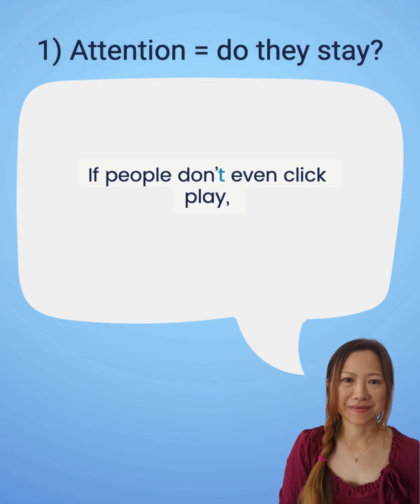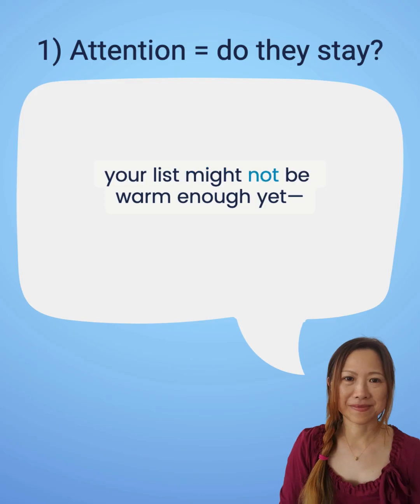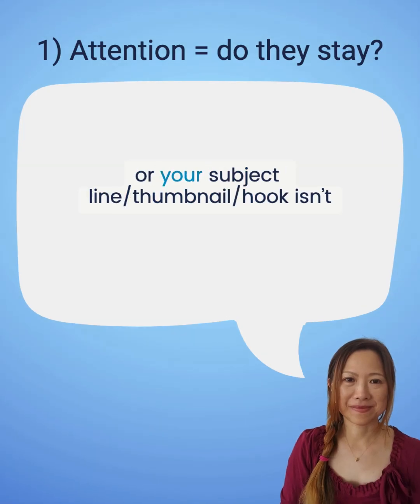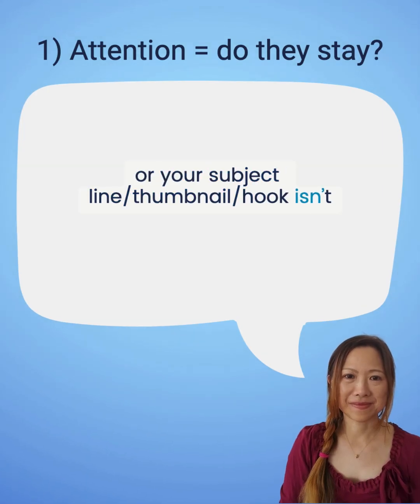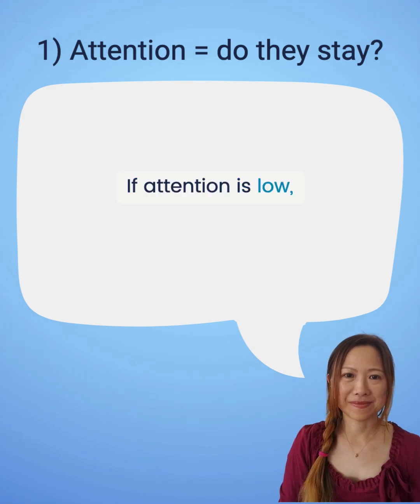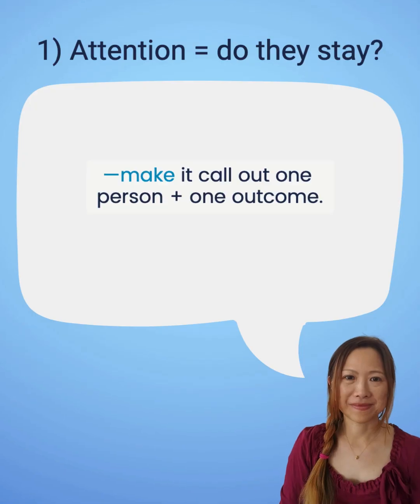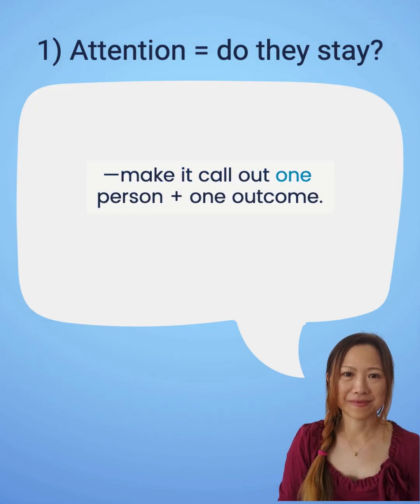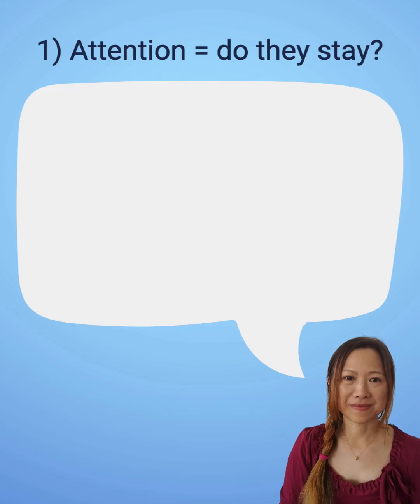If people don't even click play, your list might not be warm enough yet, or your subject line, thumbnail, hook isn't calling out the right person. If attention is low, fix the first sentence. Make it call out one person, plus one outcome.